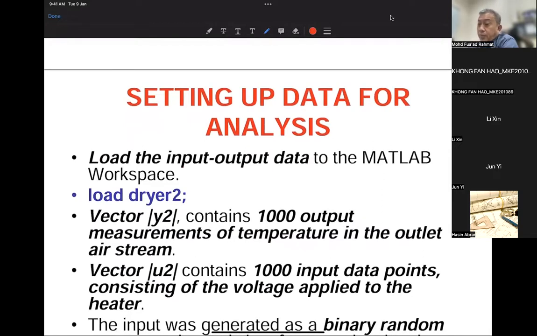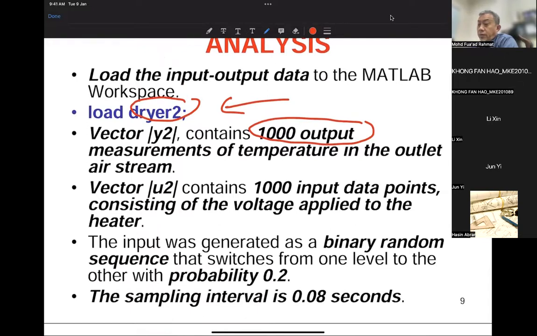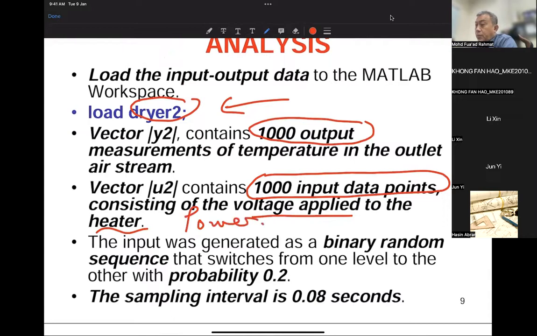So we load the data in MATLAB. If you load dryer2, it will load the data from the given file, which consists of Y2, the output, 1000 measurements of temperature at the outlet of the airstream, and the vector U2, the input, consisting of 1000 input data points as well, the voltage applied to the heater. Basically the input is power, and the output is the temperature.